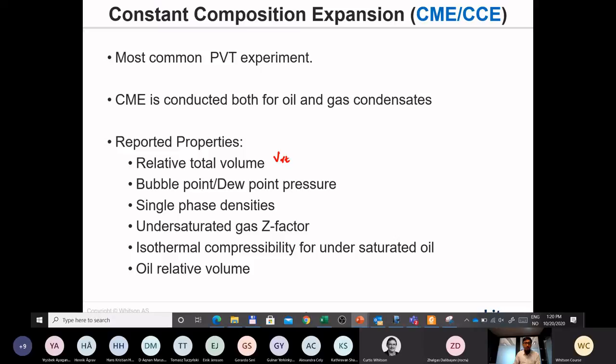We have the bubble point, dew point pressure, single phase density. So if it's a gas condensate, then the single phase gas densities. If it's an oil, then single phase oil densities. Undersaturated gas Z factor. That's only relevant for the dew point samples. We have the gas condensates, isothermal compressibilities of the undersaturated oil, and we have this oil relative volume, which we generally represent as VRO. And we will also look at what we mean by VRO in the coming slides.